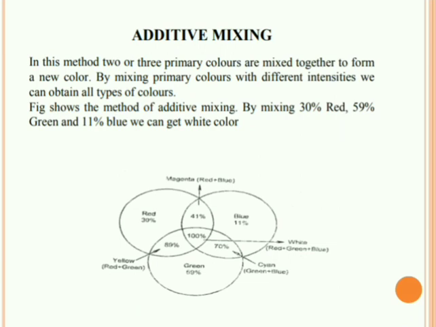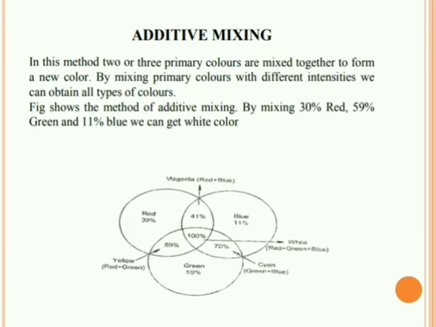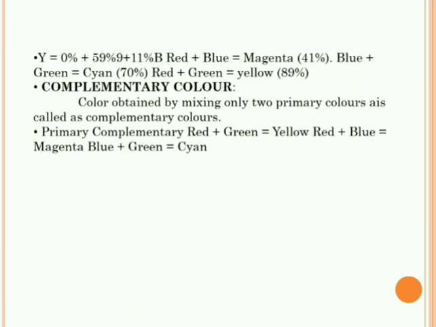Then yellow is also given. Yellow is formed just by adding red and green. Magenta is formed by red plus blue, and then cyan color is formed by green plus blue. These are different combinations of color to form a new color. This is the main purpose of adding colors in the color television. In the additive mixing, the formula is Y equal to 59% green, 30% red and 11% blue. All these colors are added and we can form that particular white color.